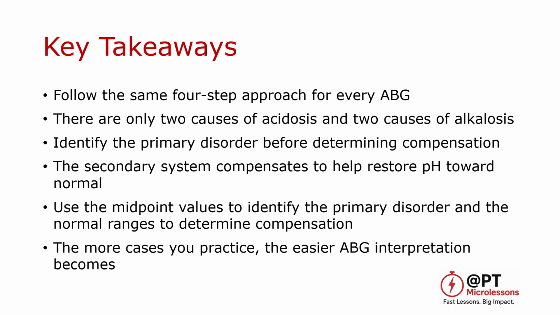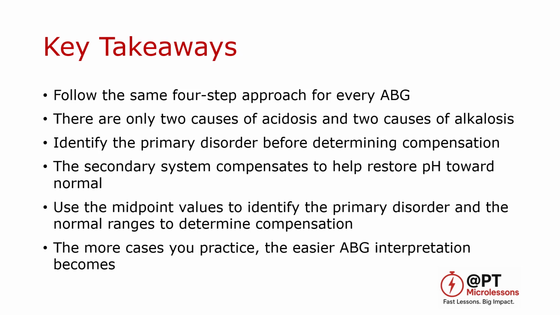Let's finish with a few key takeaways. First, use the same four-step approach every time you interpret an ABG. Having a consistent process helps prevent mistakes. Second, remember that there are only two possible causes of an acidosis and two possible causes of an alkalosis. Your job is to determine which one explains the pH.